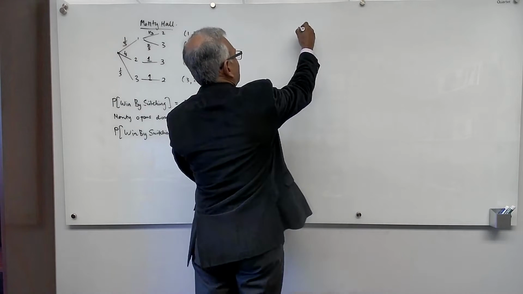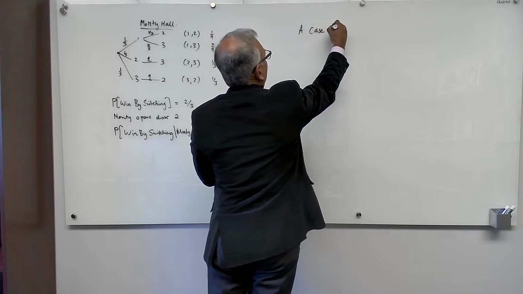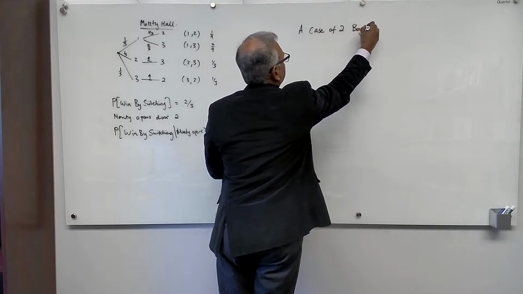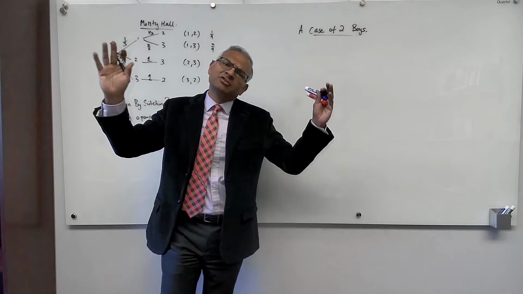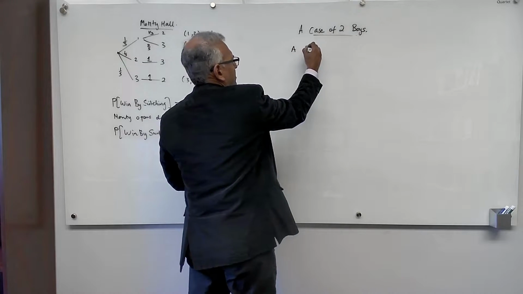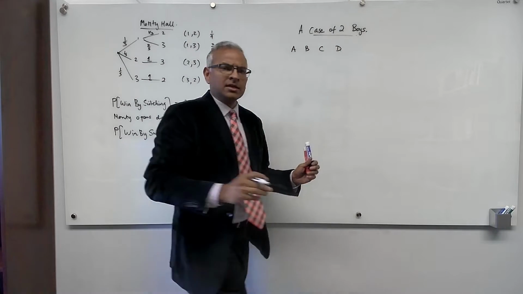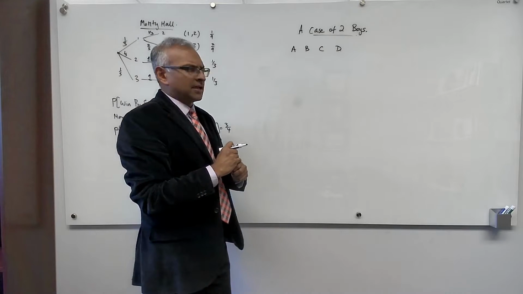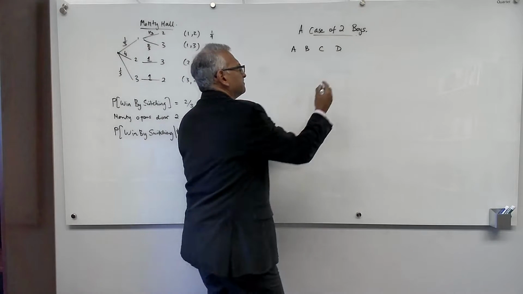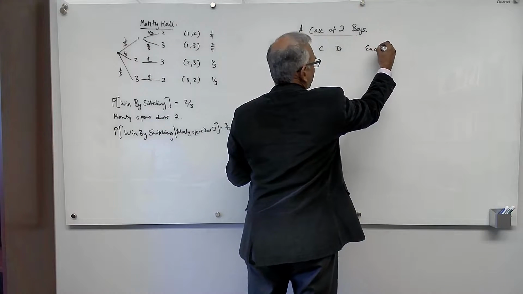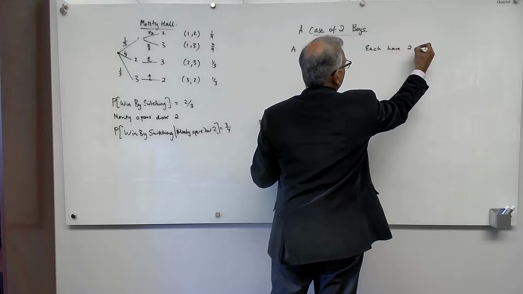Let me call it a case of 2 boys. You have 4 friends, A, B, C, and D, and here's what you know about them. They each have 2 children.